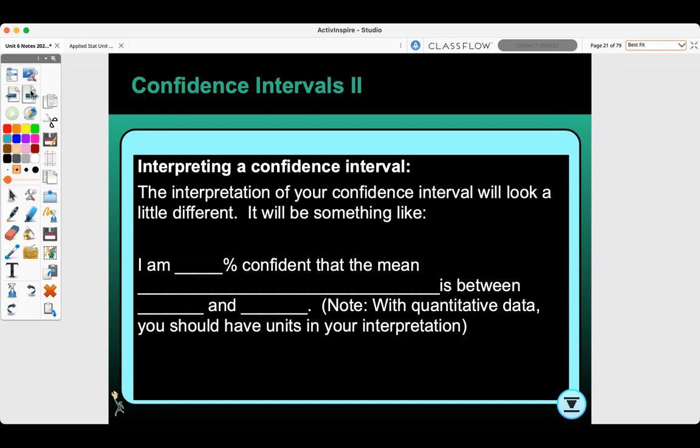To interpret your confidence interval, this is like your confidence interval template. You will state, I am blank percent confident that the mean blank is between blank and blank. Note, with quantitative data, you need to have units in your interpretation.